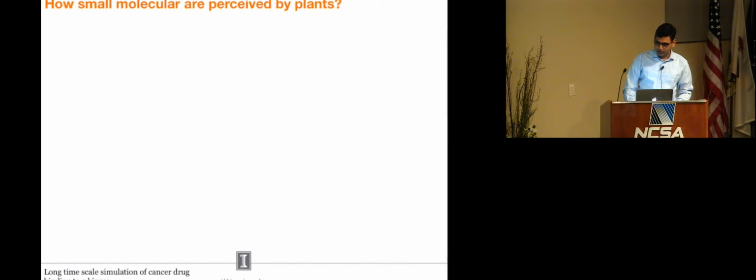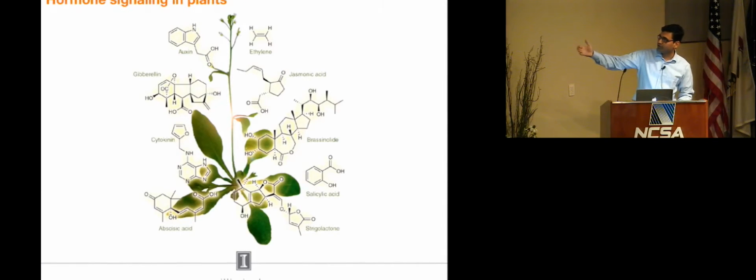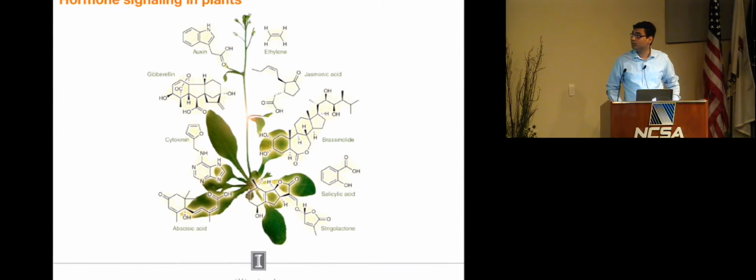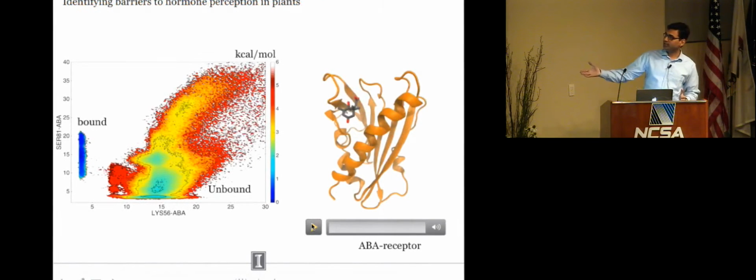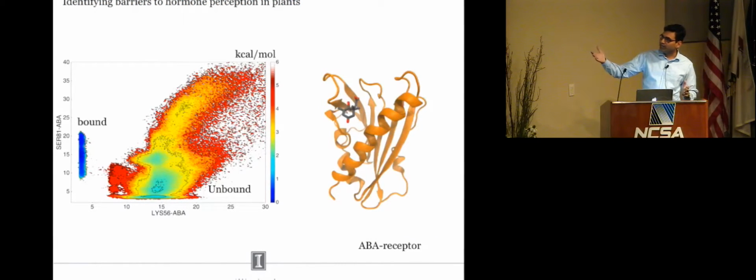What we are trying to do with these hormones is understand first how these hormones are perceived in the first place. So we have crystal structures for some of the receptors that recognize these particular hormones in plants. We're asking how a receptor would recognize them. So this is, again, a free energy landscape. Red is low populated states. Blues are highly populated states.